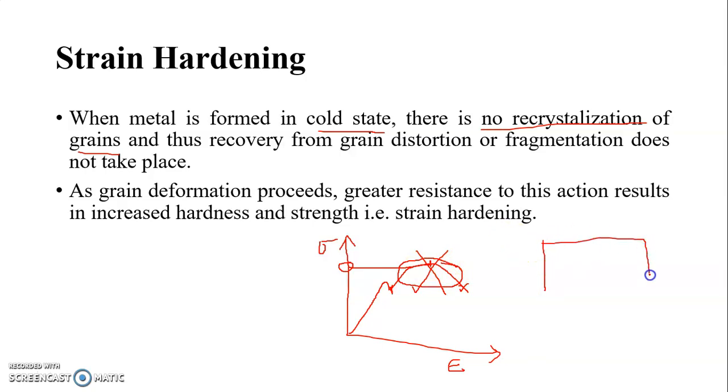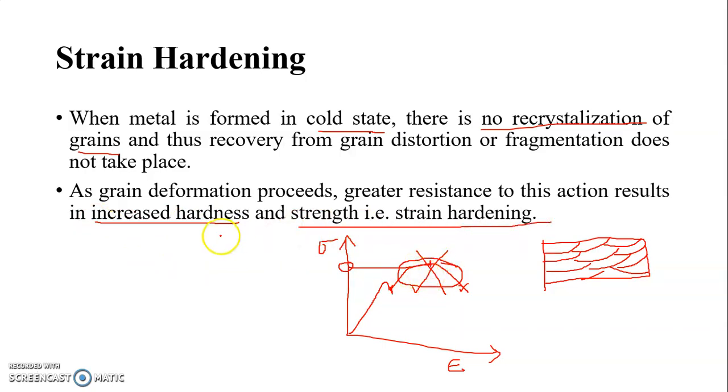The grains here are losing their properties. Here shear stress occurs after the strain hardening in the grain boundaries. As the grain deformation proceeds, greater resistance to this action results in increased hardness and strength, that is strain hardening.